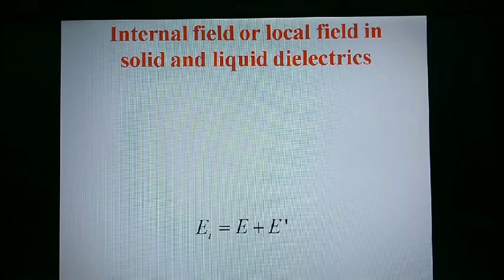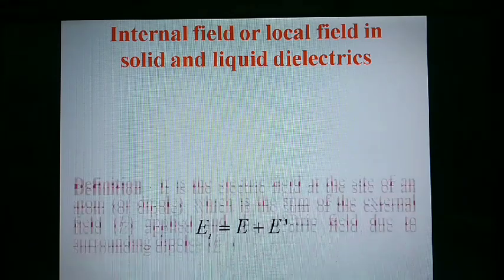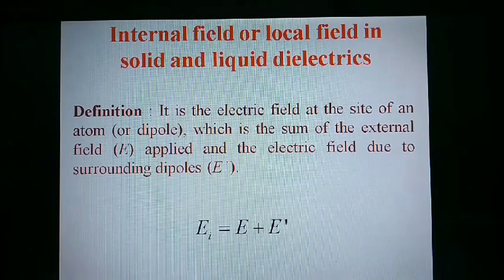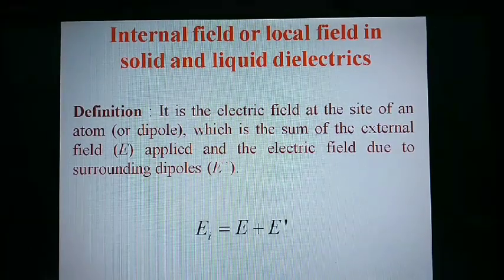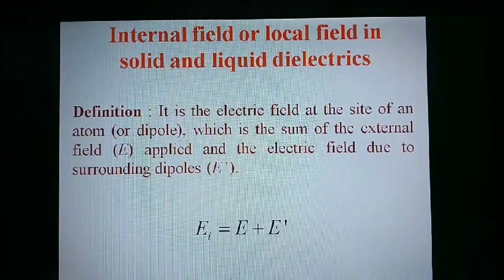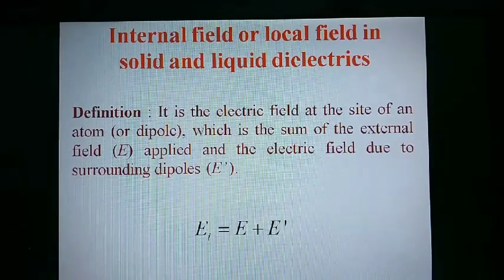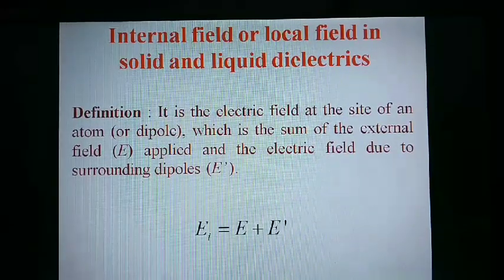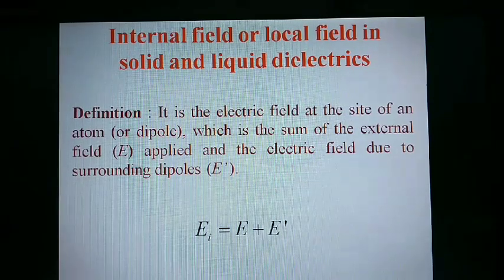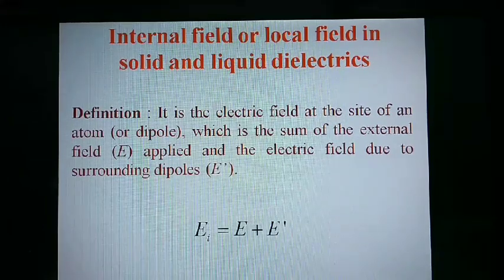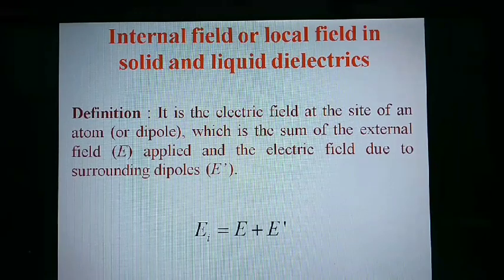Let's see what is the internal field or the local field in a solid or the liquid dielectrics. By definition, it is the electric field at the site of an atom or a dipole, that is the sum of the external field applied and the electric field due to surrounding dipoles. That means in a dielectric material there are infinite number of atoms or dipoles. When we apply some electric field to that material, there will be the polarization.